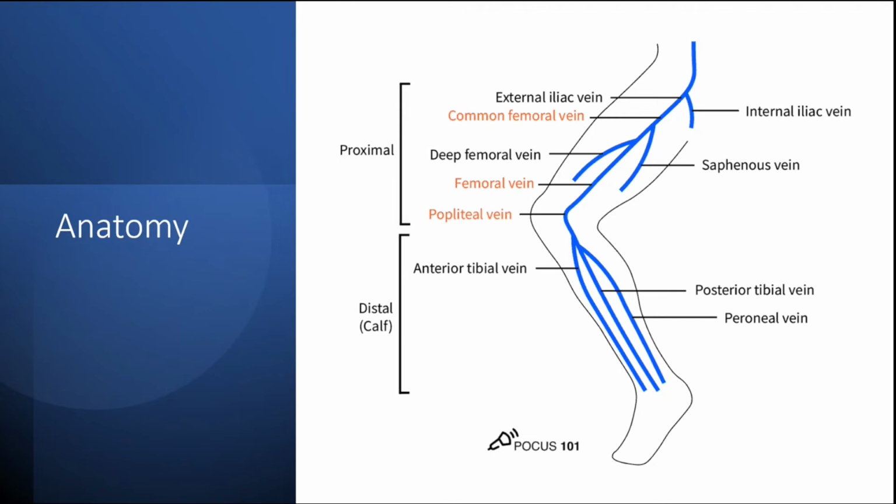Following the femoral vein down at the knee level, it becomes the popliteal vein, and then at the calf level, it gives rise to three deep veins, which are the anterior tibial vein, peroneal vein, and posterior tibial vein.